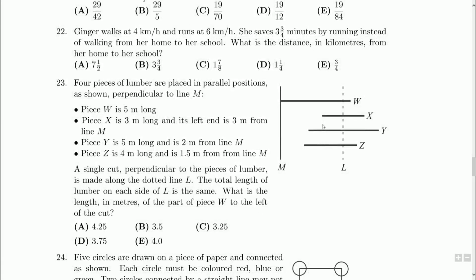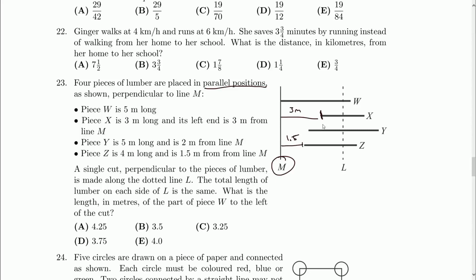4 pieces of lumber are placed in parallel positions as shown perpendicular to line M. So we've got W, X, Y, and Z. Then we've got this dashed line L. Hopefully that'll be explained. W is 5 meters long. X is 3 meters long, and its left end is 3 meters from line M. Piece Y is 5 meters long and 2 meters from line M, and Z is 4 meters long and 1.5 meters from M. A single cut, perpendicular to the pieces of lumber, is made along the dotted line L.